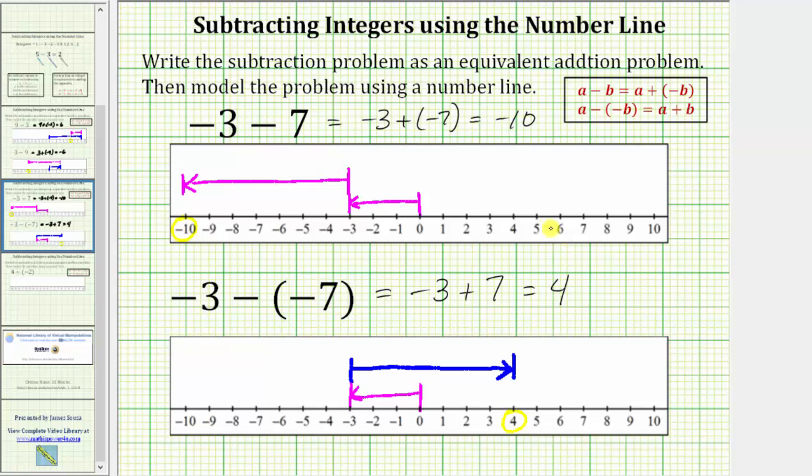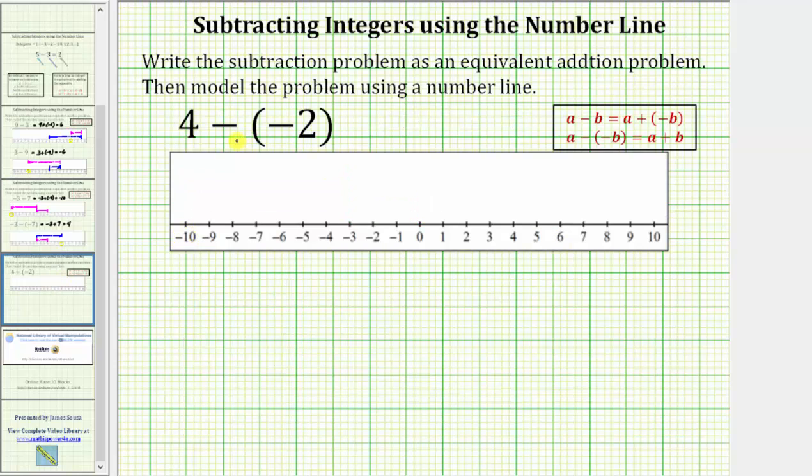Let's look at one more example. For the last example, we have 4 minus negative 2. Subtracting negative 2 is equivalent to adding positive 2. 4 minus negative 2 equals 4 plus 2. To model the difference as well as the sum, we first model positive 4 on the number line by starting at 0 and moving right 4 units to positive 4.